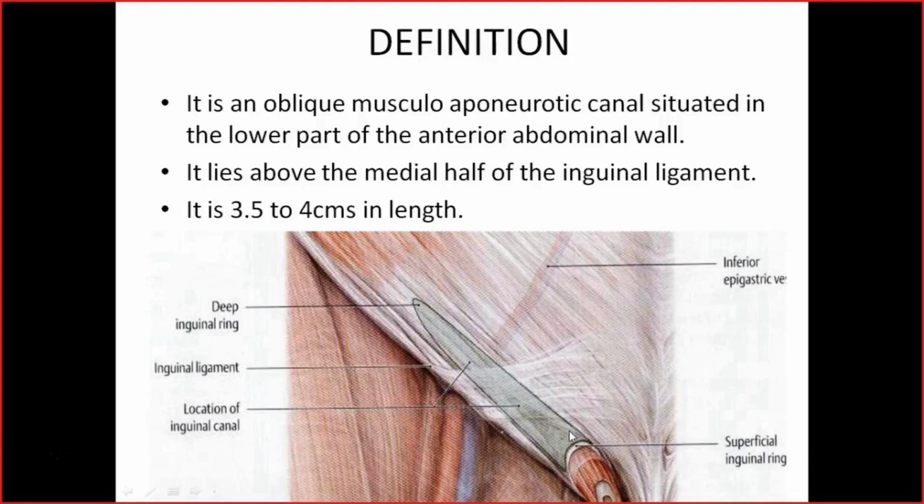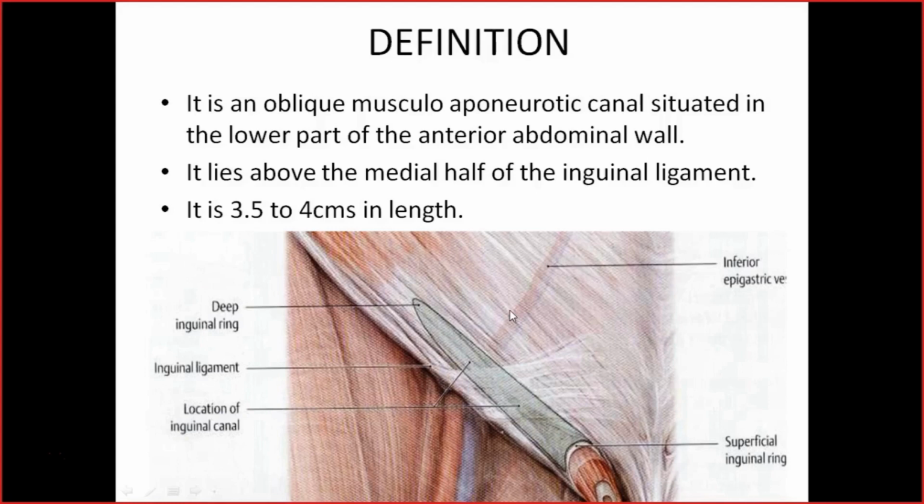So this is the inguinal canal, which is present above the inguinal ligament and occupies only the medial half of the inguinal ligament. So this whole extent we call the inguinal ligament, and only the medial half of it is occupied above by the inguinal canal. This inguinal canal is actually a musculo-aponeurotic canal. What it means is that it has both muscle fibers and aponeurotic fibers in its formation, contributed by equal amounts of muscle fibers and aponeurotic fibers of the abdominal muscles.